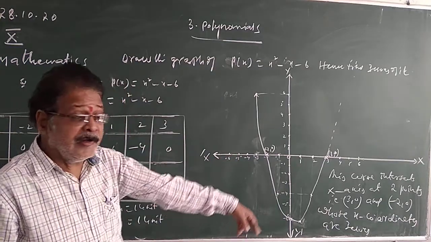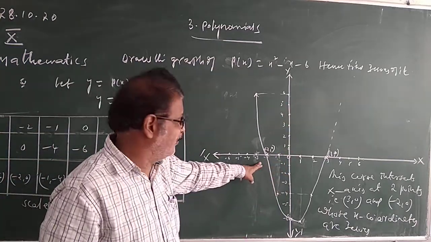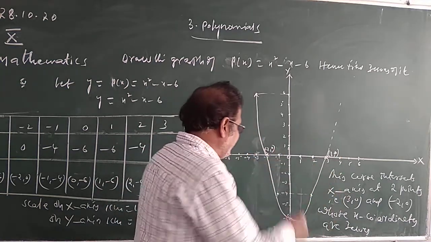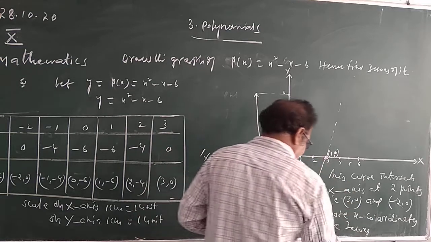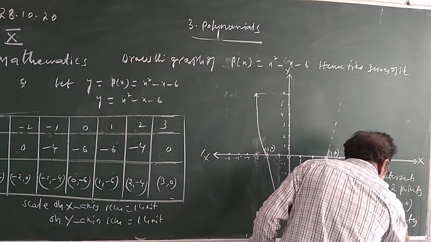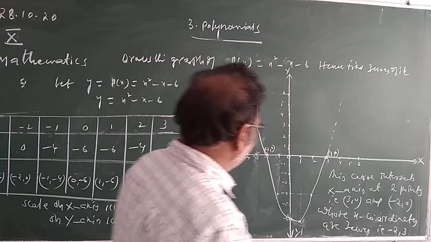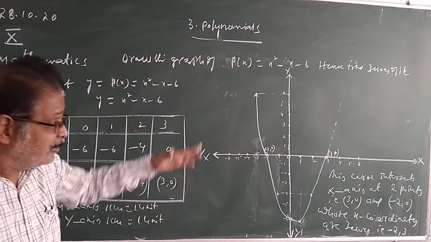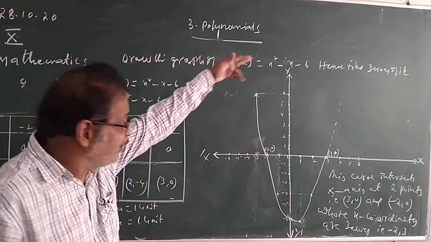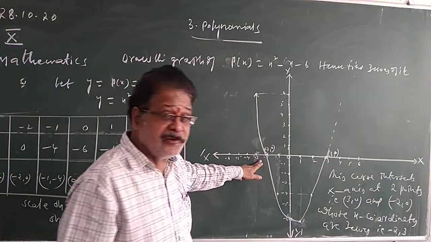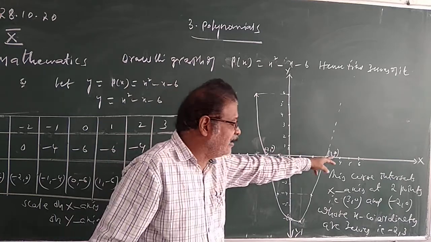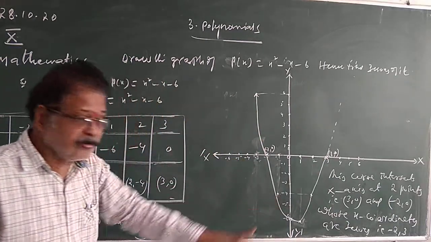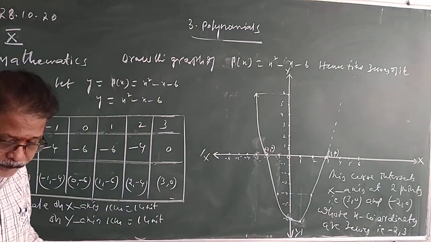The curve intersects the x-axis at 2 distinct points, at minus 2, 0 and at 3, 0. What are the x-coordinates of them? Minus 2 and 3. You just draw the graph and hence find the zeros. How to find the zeros? You see where the curve intersects the x-axis. The zeros of it are minus 2 and 3.